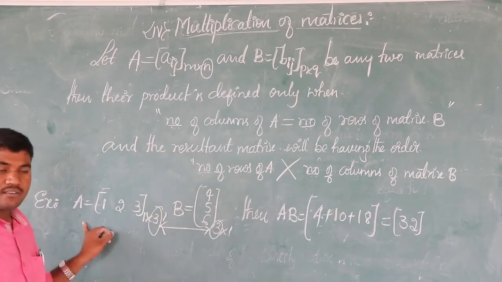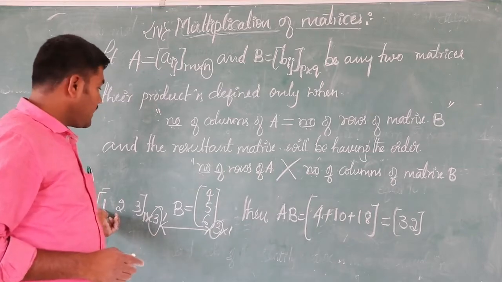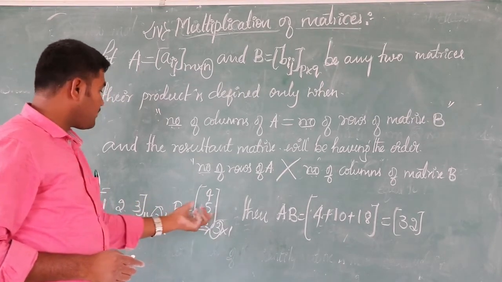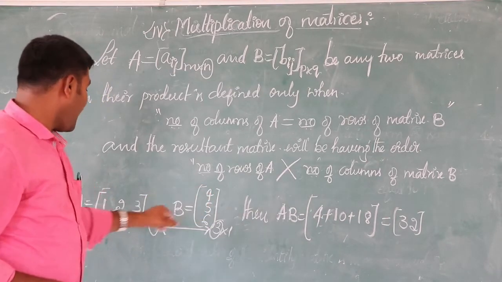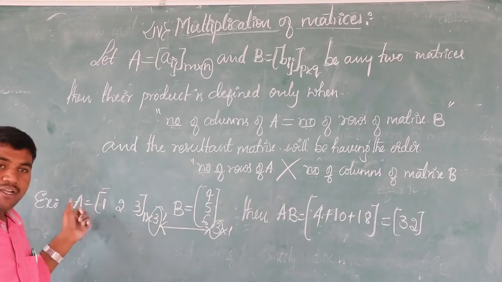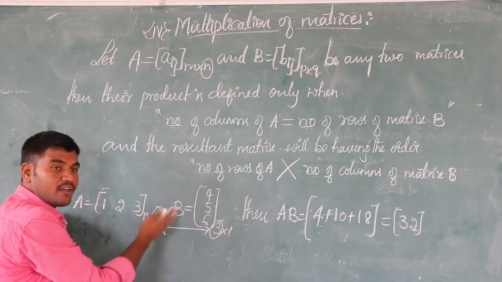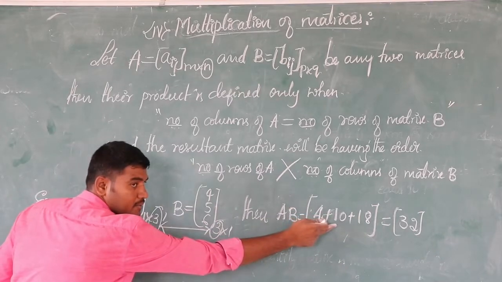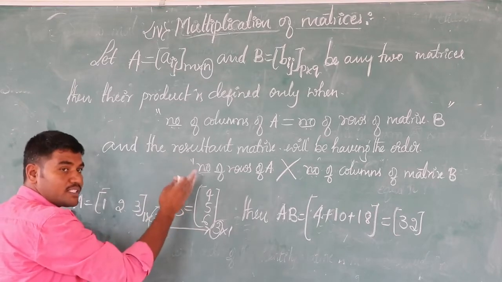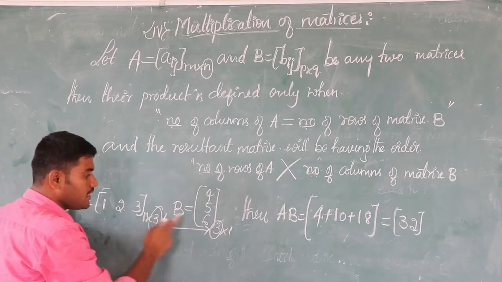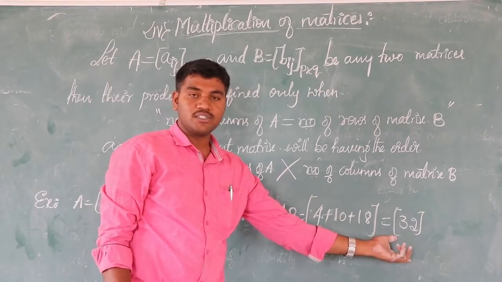Now the product is as follows. The first row first element of matrix A is multiplied with the first column first element of matrix B, it is 1 into 4, and the first row second element of matrix A is multiplied with the first column second element of matrix B, that is 2 into 5, that becomes 10. The first row third element of matrix A is multiplied with the first column third element of matrix B, that is 3 into 6, that becomes 18. So now the sum of all these gives 32. This is called the desired matrix.